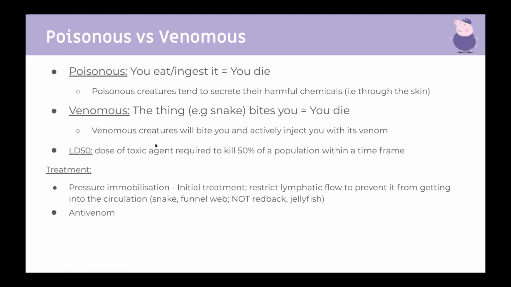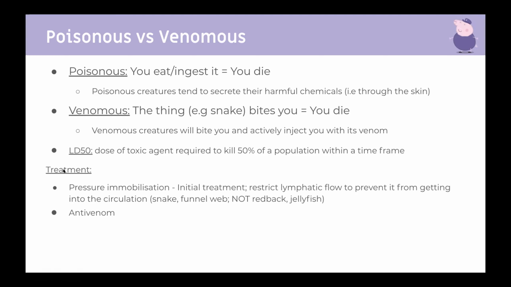Also, LD50 is the dose of the toxic agent or the venom that is required to kill 50% of the population. So if you have a really high LD50 value, then that means it's not so powerful a venom, because you need a lot of the venom to kill 50%. Whereas if it's a very small LD50, then only a little bit of the venom can kill the population really quickly. So that means it's a very powerful venom.